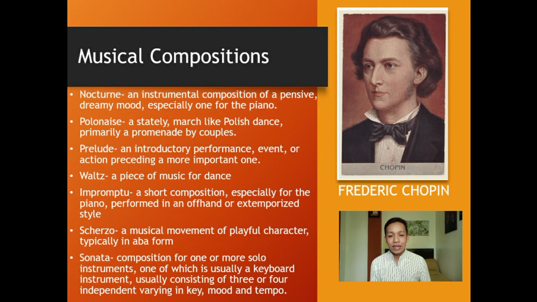Next is Nocturne, an instrumental composition of a pensive, dreamy mood, especially one for the piano. Next one is Polonaise, a stately march-like polished dance, primarily a promenade by couples. This is somewhat like Rigodon in the Philippines. We also have Prelude, an introductory performance, event, or action preceding a more important one. Another one is Waltz, a piece of music for dance.